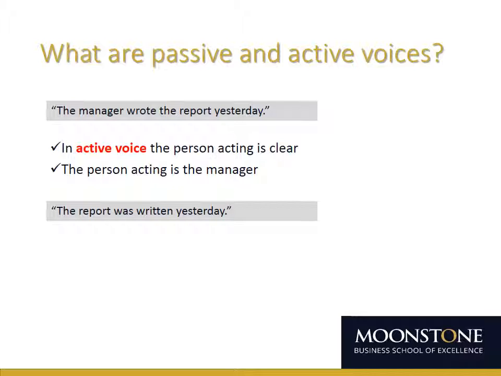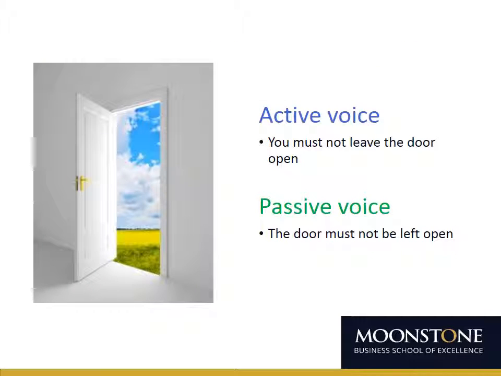In the next sentence, the report was written yesterday. It is clear that it is written in the passive voice. The writer doesn't specify who is acting. Here is another example. In the active voice, you must not leave the door open. But when we write it in the passive voice, the door must not be left open.